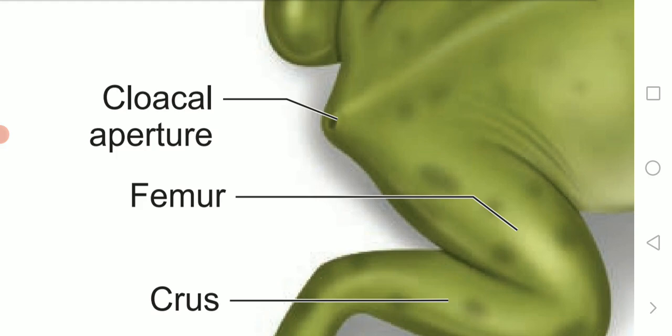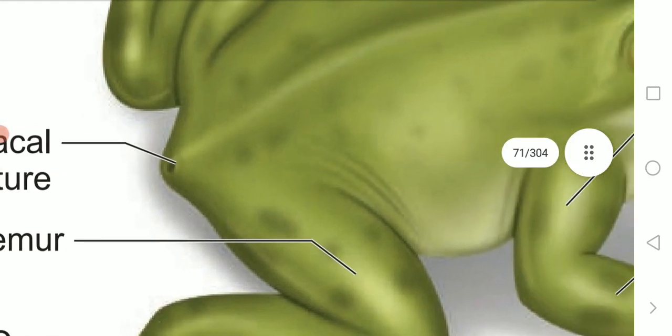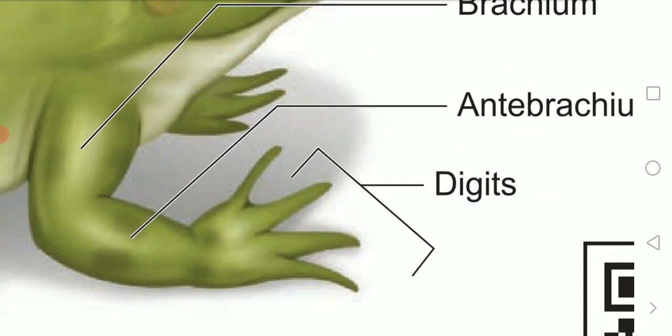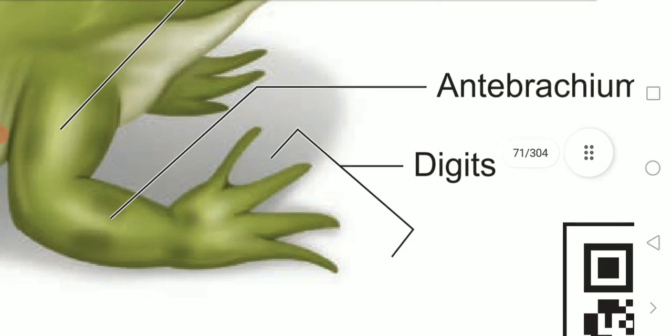The forelimbs are short and stumpy. This is the structure of the forelimbs. They help to bear the weight of the body. They are also helpful for landing of the frog after leaping. Each forelimb consists of an upper arm, forearm, and a hand. The hand bears 4 digits. The hind limbs are large and long, consisting of thigh, shank, and foot.